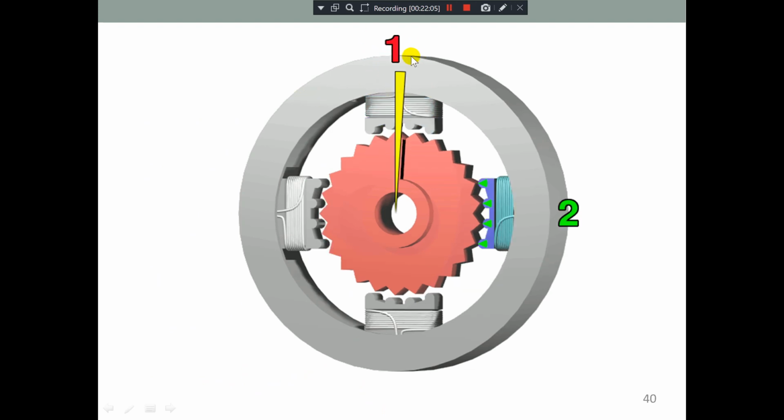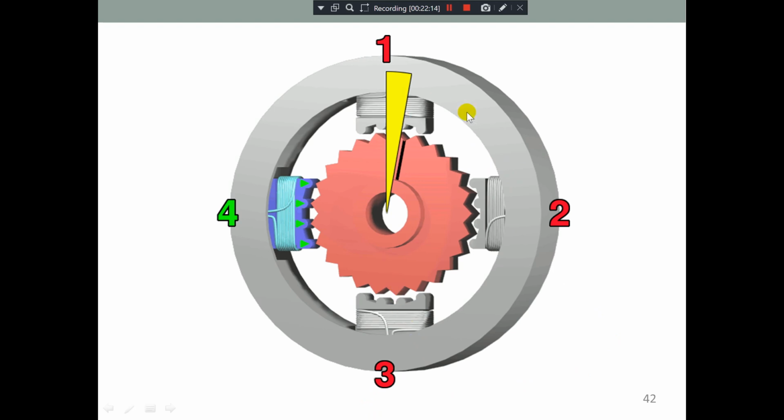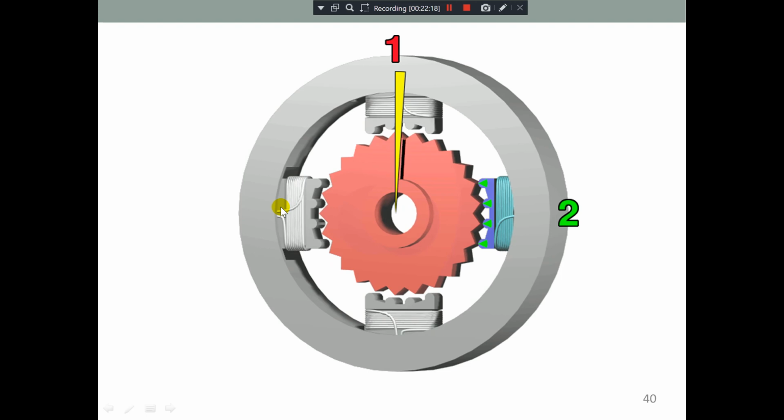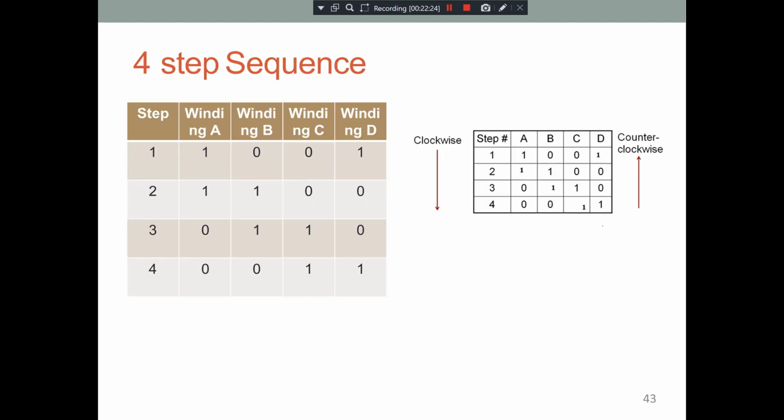Here you can see the motor start rotating, and as I told, it is clockwise: 1, 2, 3, 4. It will start rotating like that. You can see the color code also. You are going to energize the coil, and that is how the motor is going to rotate. So we are going to do a four step sequence.